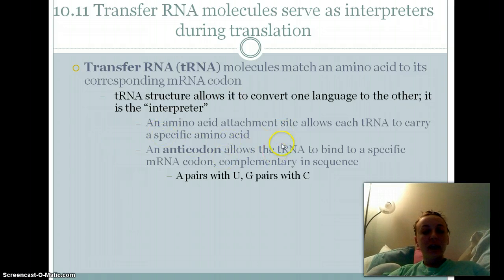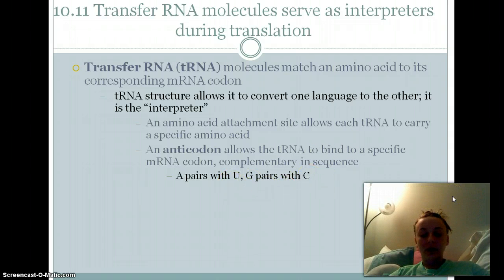So there is an attachment site that allows the tRNA to carry a specific amino acid. On this tRNA, there's a little portion where the amino acid will bind to it, and that tRNA will carry it around. Then there's an anticodon, which I'm sure you guys already know is going to be complementary to the codon triplet pair. It's going to allow that tRNA to bind to a specific mRNA codon, and it's going to be complementary in sequence. So in other words, A with U, G with C.